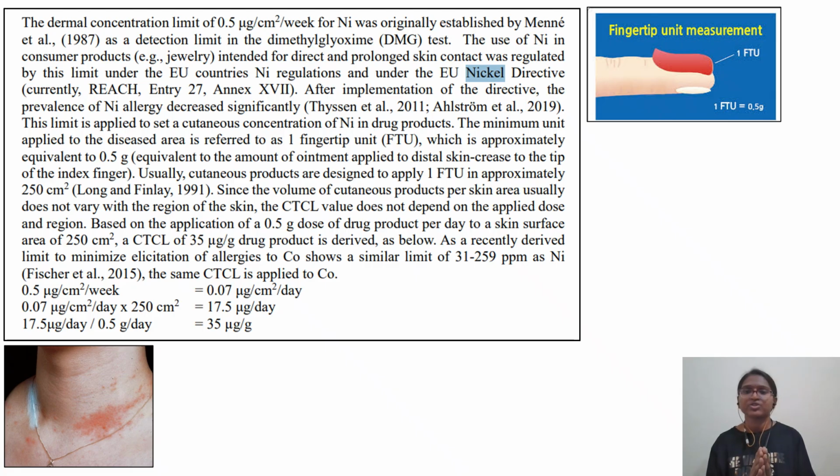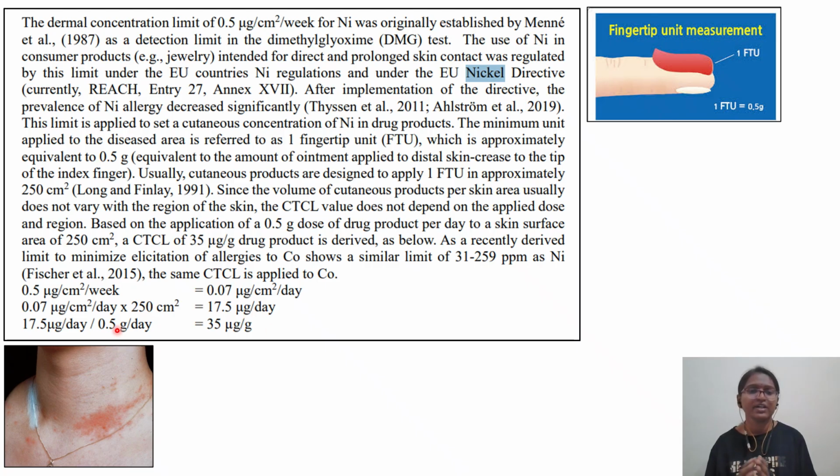Whenever you're doing dermal exposure, there is a unit called fingertip unit. Whatever cream you take on a fingertip, 1 FTU, that is one fingertip unit, is equivalent to, as mentioned in the guideline also, 250 centimeter square. In the case of nickel, the dermal concentration limit is 0.5 microgram per centimeter square per week. You have to divide this 0.5 by 7. Then you will end up with 0.07 microgram per centimeter square per day. Then this is multiplied by 250 centimeter square, 1 FTU, so that will end up with 17.5 microgram per day.